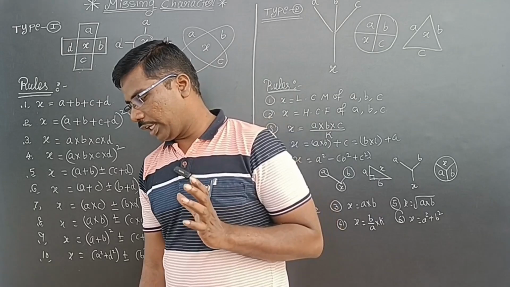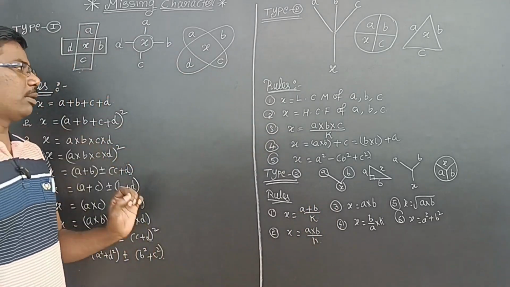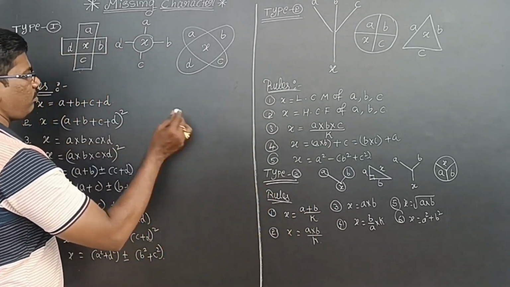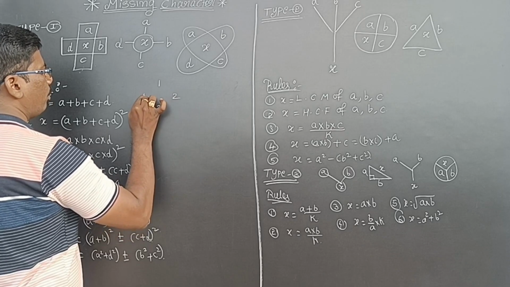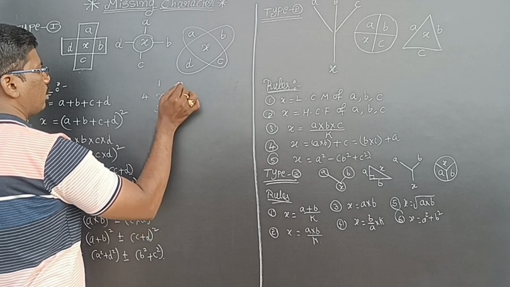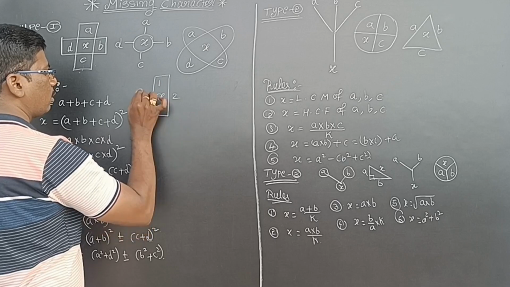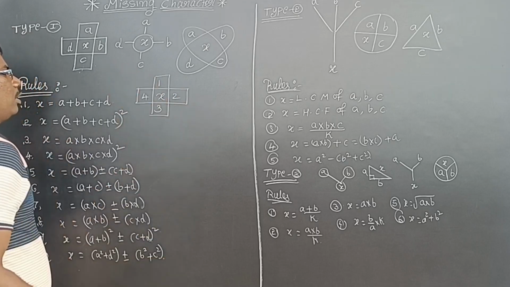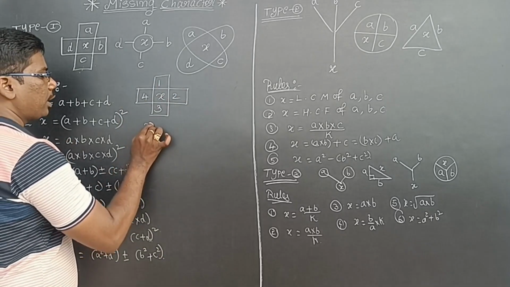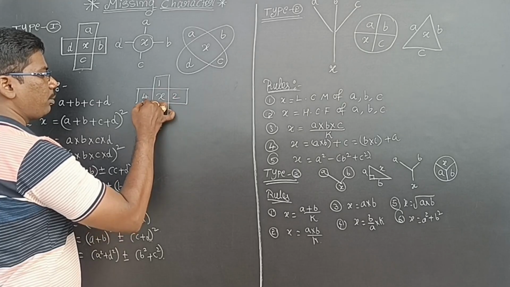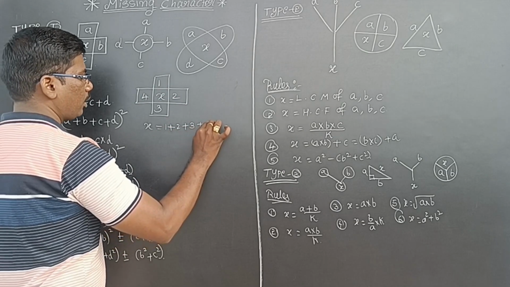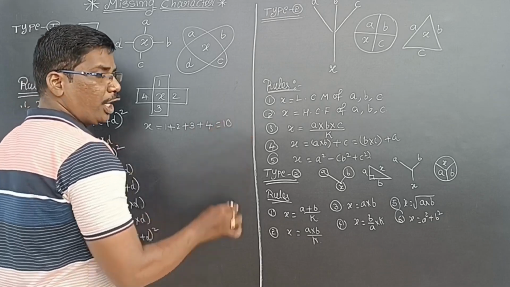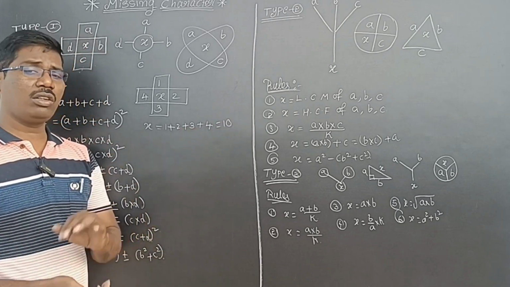Let us take one example. If I take one example, you can easily understand. 1, 2, 3, 4, X. Now, how do I get the answer? X is equal to 1 plus 2 plus 3 plus 4, that is equal to 10. If my answer 10 is there, then this is the logic.